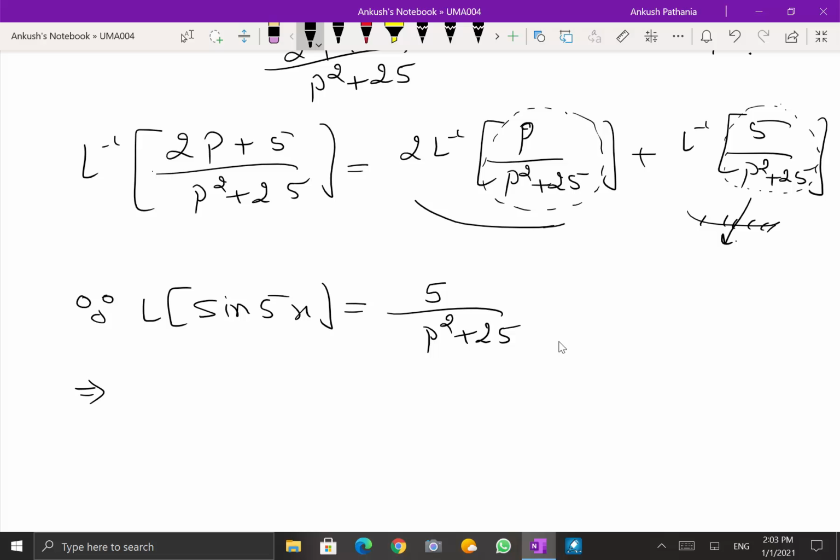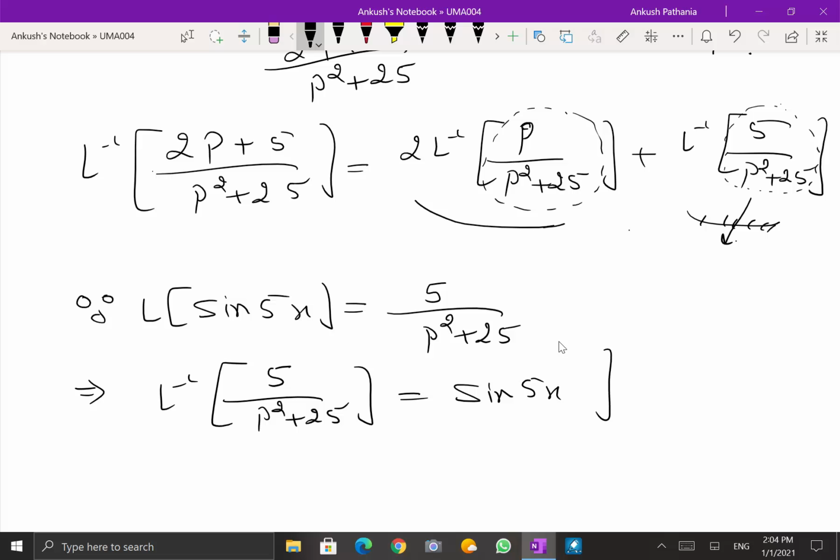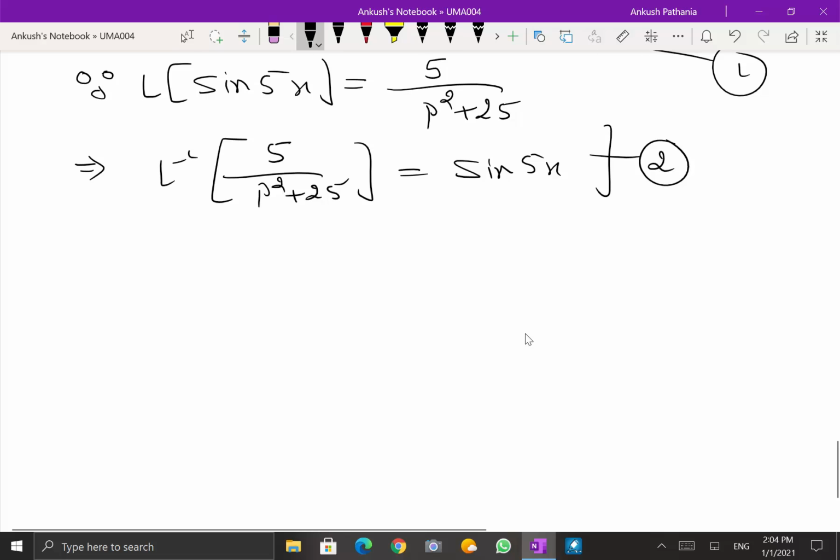So this implies Laplace inverse of 5 upon p square plus 25 is equal to sine 5x. Say this is equation number 1, you got Laplace inverse for sine 5x. Now the other is your p upon p square plus 25. We have just pointed out that it correlates with the Laplace of cos 5x, because in the denominator it is p square plus 25, so it is p upon p square plus 25.